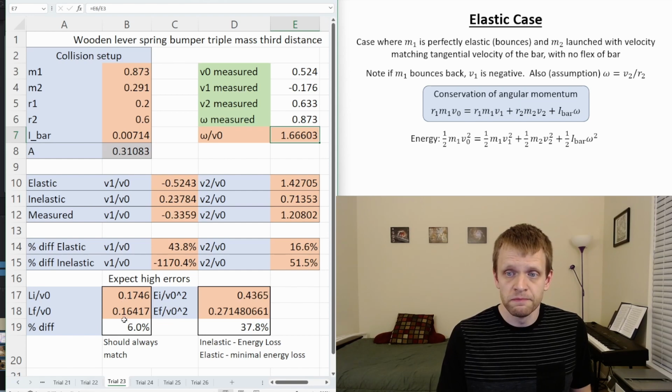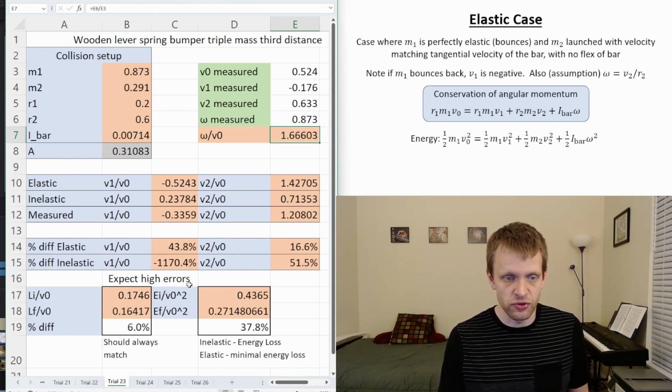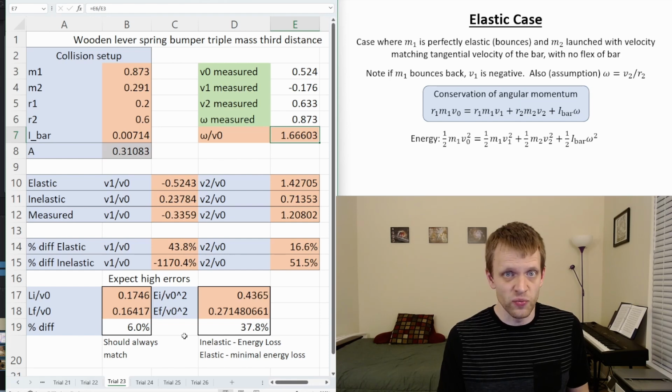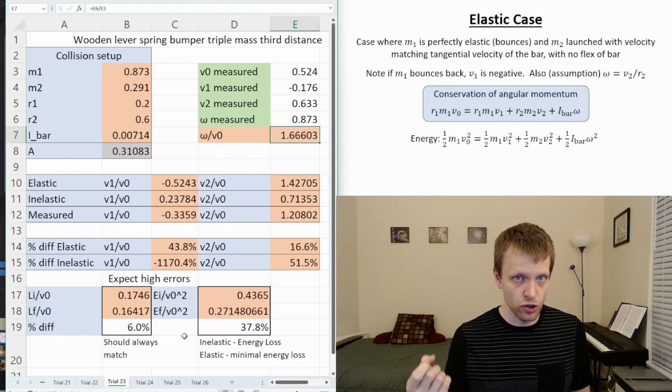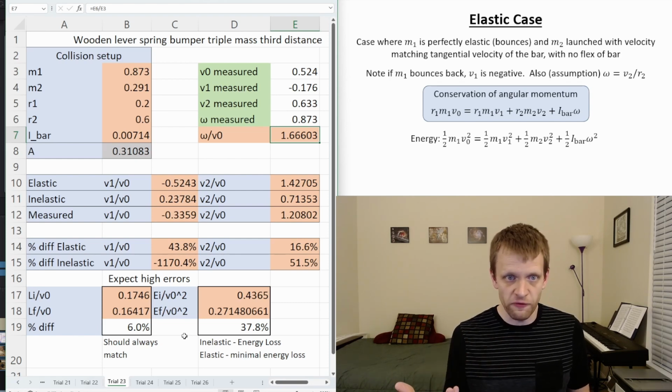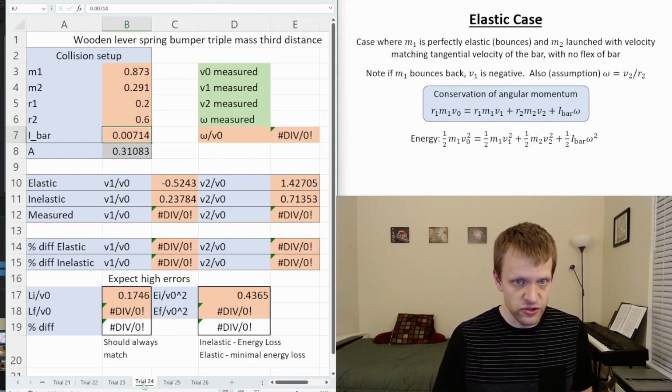Once again, angular momentum is conserved. We have a similar amount of energy loss. Our velocity ratios are, again, inside those expected ranges. So, again, we did not get any sort of violation of this conservation of angular momentum. We didn't produce any free energy from this case. But let's look at trial 24.